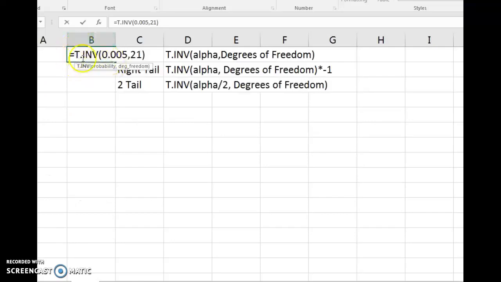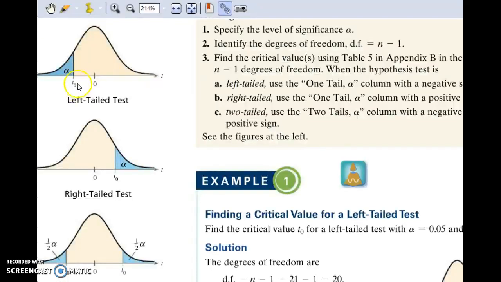So if I come into Excel and enter my alpha, enter my degrees of freedom, that gives me the cutoff mark where any critical value further away from the mean than this is going to cause me to reject my null hypothesis. It's giving me that t-value where only 0.005% of the samples fall even further to the left.